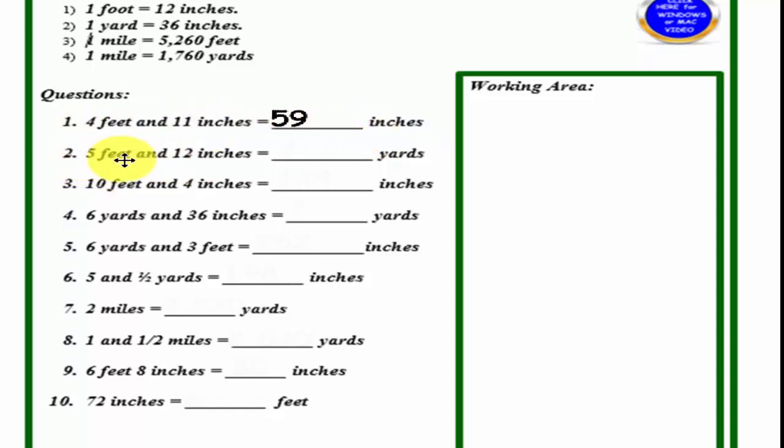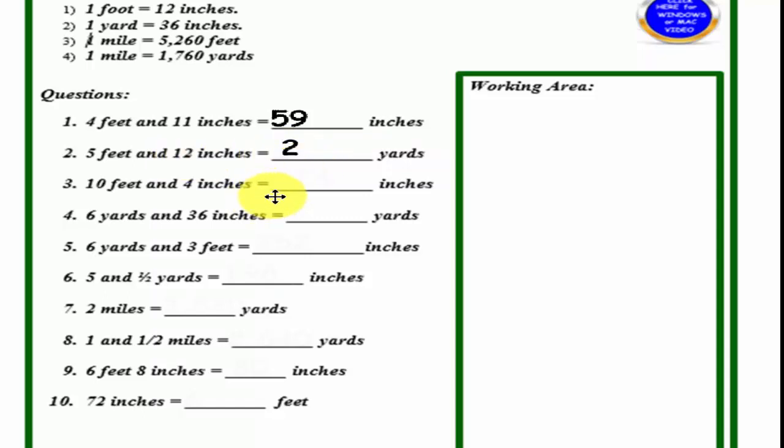The second one, 5 feet 12 inches is equal to how many yards? So we must convert this to yards. Pretty easy to do. Well, we know we have 5 feet, and there's 3 feet, or 36 inches, in a yard, right? And here's 12. So if we add those two together, we end up with 72 inches. Divide that by 36, and our answer is 2.